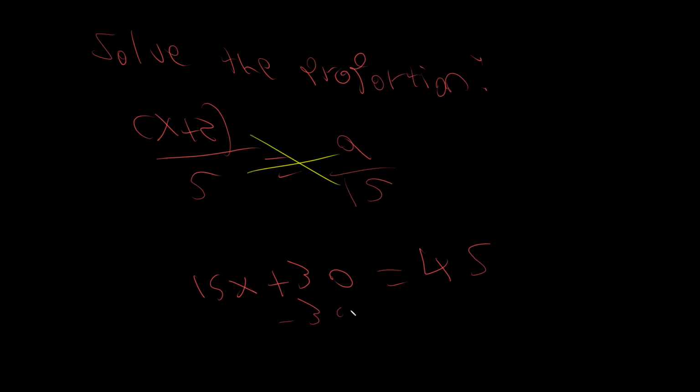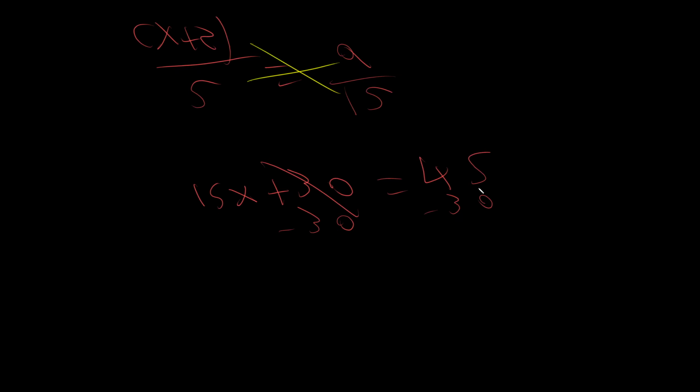We subtract the 30 from both sides. This cancels out, this becomes 15, so we get 15x equals 15. Divide both sides by 15. This cancels out, this cancels out. And in turn we get x equals 1.